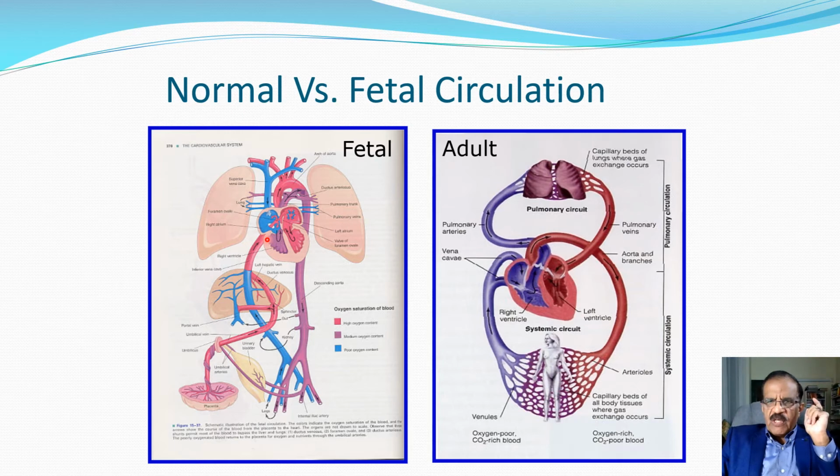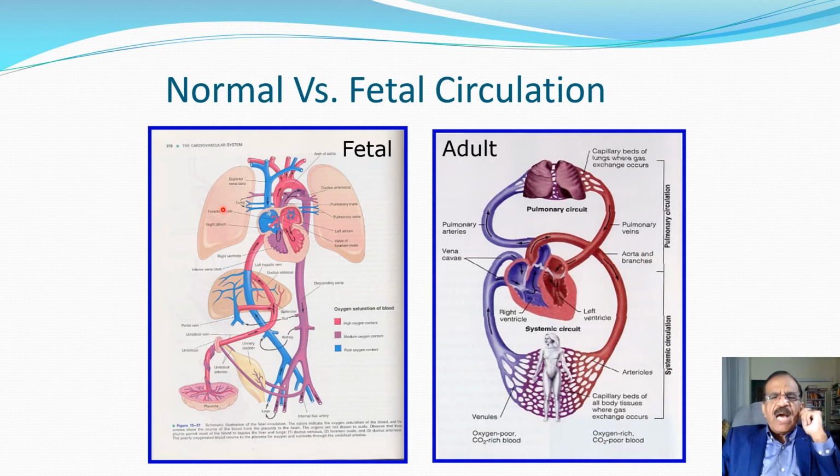And from the right atrium, instead of going to the right ventricle and to the lungs, it goes straight to the left atrium. Why so? Because the lungs are collapsed in the baby who is not yet born, the fetus. The lungs are not ventilating, they are collapsed, and the blood does not go there. Instead, the blood goes through the foramen ovale into the left atrium. So this is oxygenated blood coming to the left atrium and then the left ventricle, and from the left ventricle it goes to the rest of the body through the aorta.